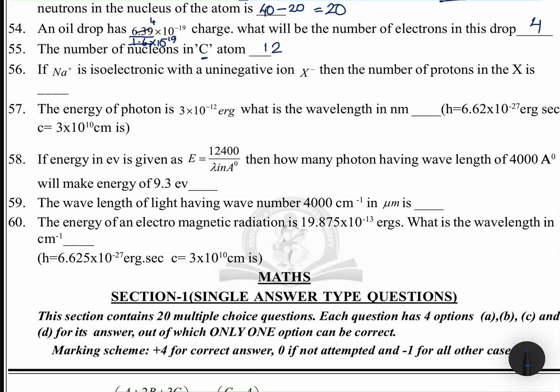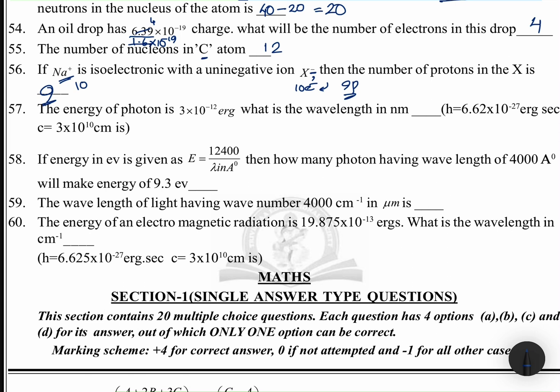If sodium plus is isoelectronic with a uninegative X minus, then the number of protons in X is asked. Sodium plus contains 10 electrons, so X minus must contain 10 electrons. After gaining 1 electron it has 10, which means the number of protons will be 9. So there are 9 protons.